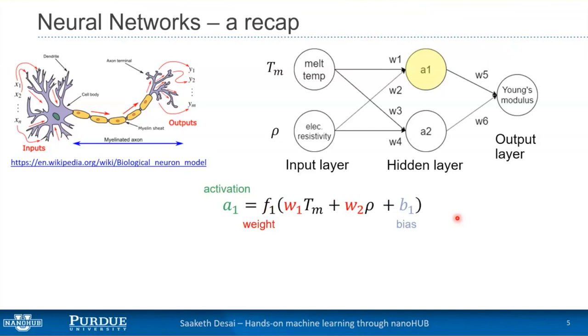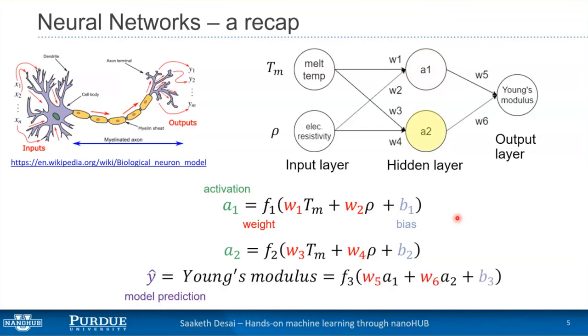And we can do the same for neuron A2. Again, look at the inputs, perform the computation, pass it along to the next neuron. The computation to perform is weights times the inputs, so W3 times Tm plus W4 times the resistivity plus the bias B2. Another activation function applied to that as well. You can do the same for the Young's modulus, the inputs for which are going to be A1 and A2. And the prediction there is going to be the prediction of your model.